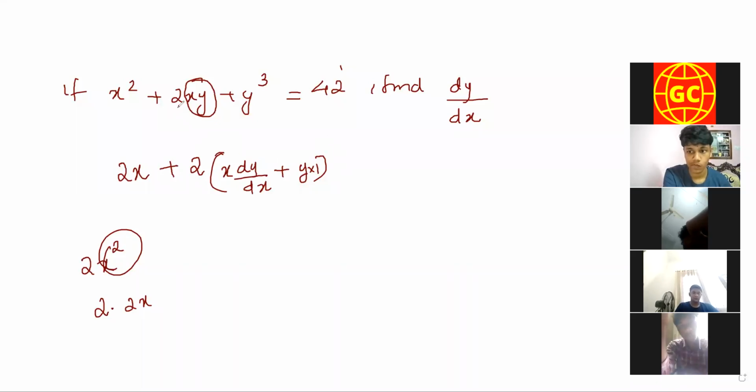Now see, never forget to put this bracket. Otherwise what will you take? You will take 2 only for the first term. You have to put the bracket. Why? Because we are taking the derivative of xy. 2 is common for both x and y, isn't it? Plus, now the remaining part.